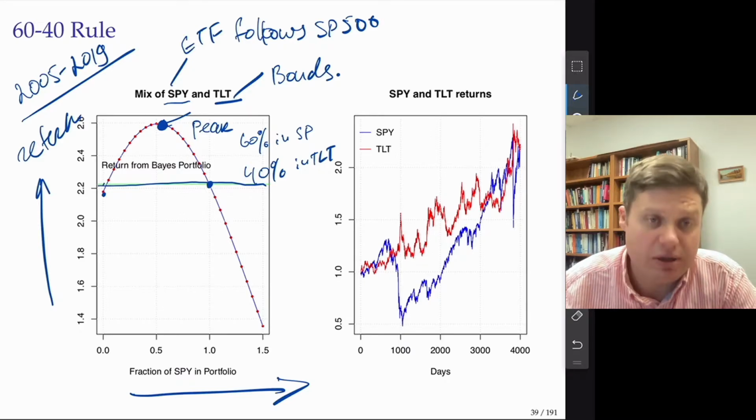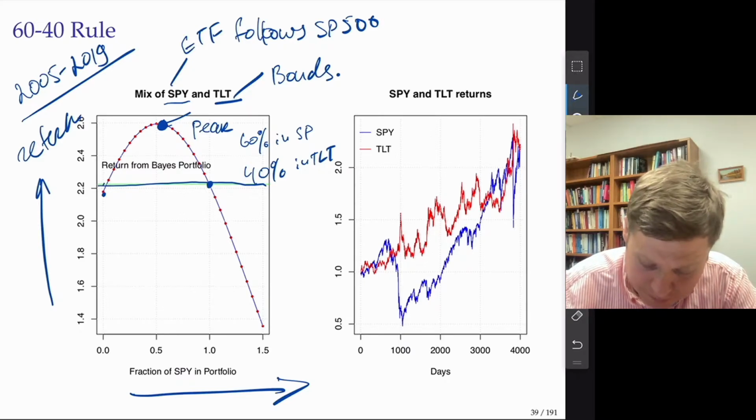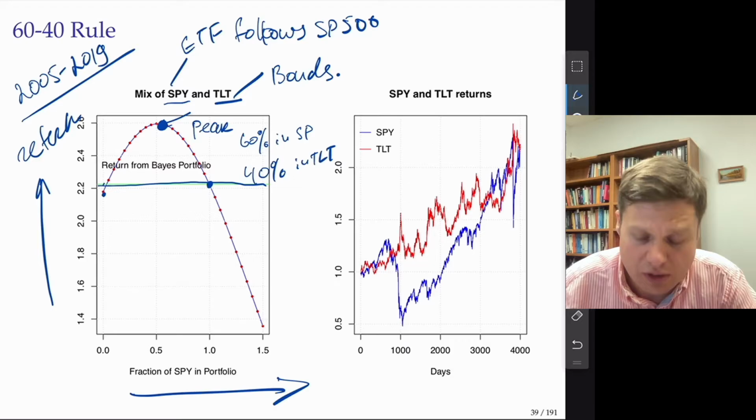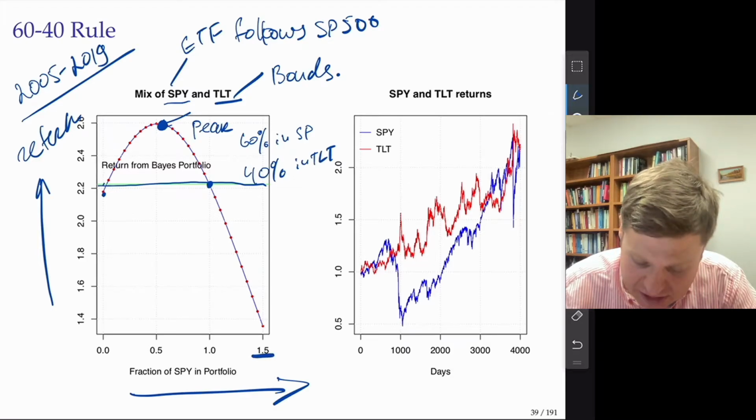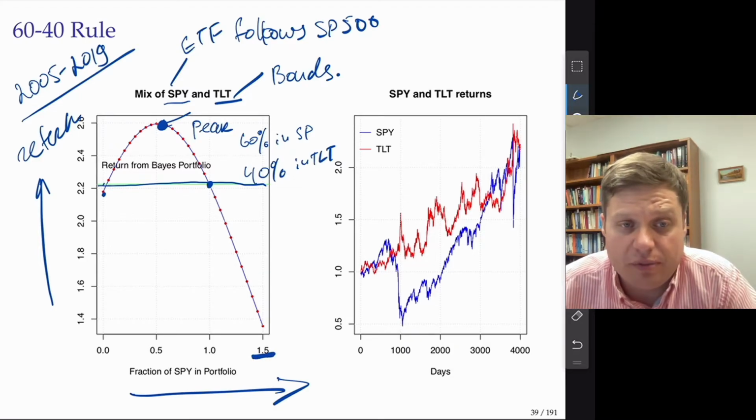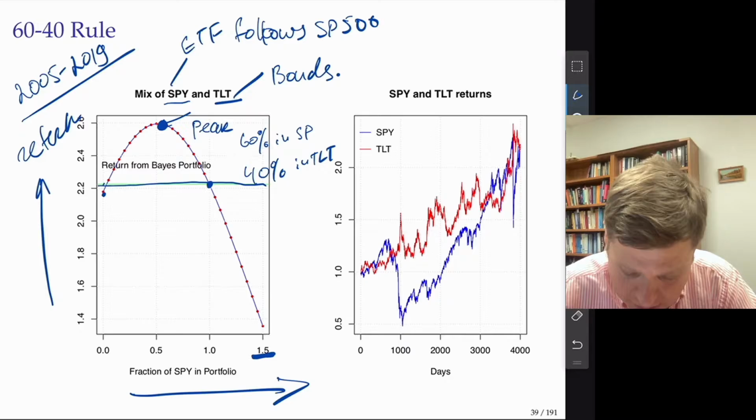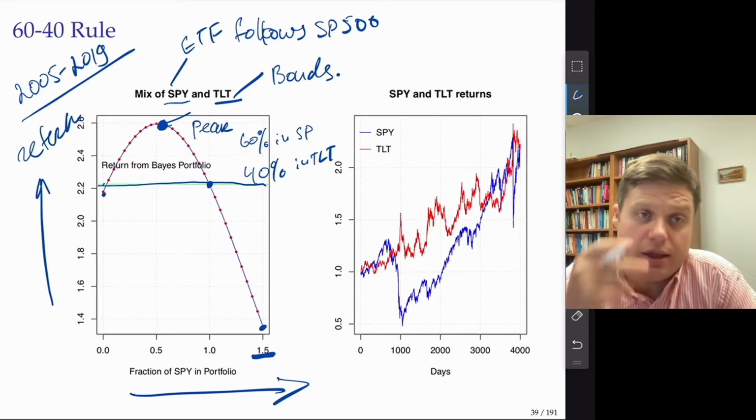And also in this plot, we consider scenarios where your fraction goes beyond 1, meaning that at this point we put 150% of the money, so we borrow money, and we put this into S&P 500, and we short 50% TLT. So short TLT, 150% S&P, which doesn't seem to be that good of a strategy.